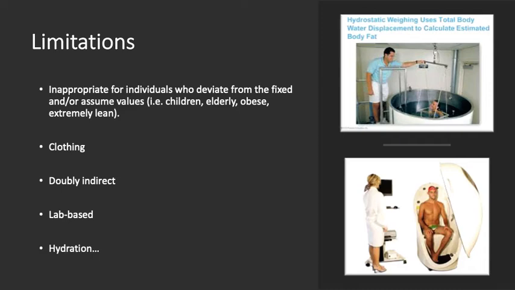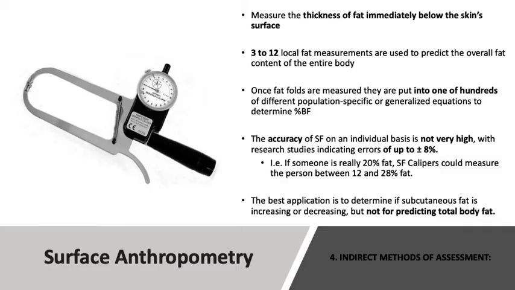As well, another limitation is it is lab-based. You need to have both hydrostatic weighing potential and air displacement potential, a Bod Pod. And then, as I mentioned before, hydration does significantly impact the results because we're not measuring total body water. Instead, total body water is quantified as either fat mass or fat-free mass. The next indirect method of assessing body composition, which you're probably most familiar with from the lab experience, is surface anthropometry.